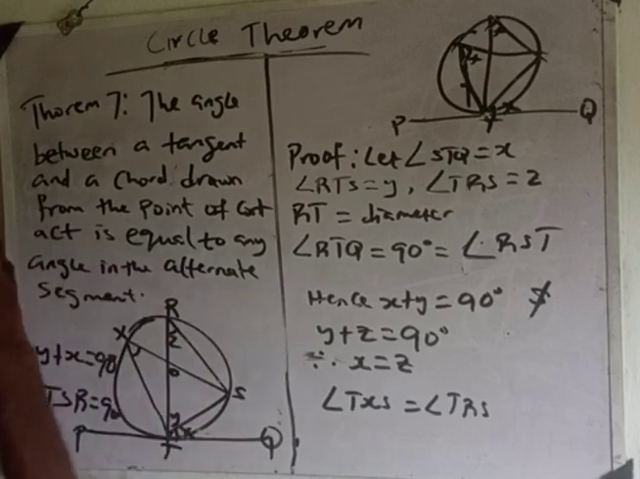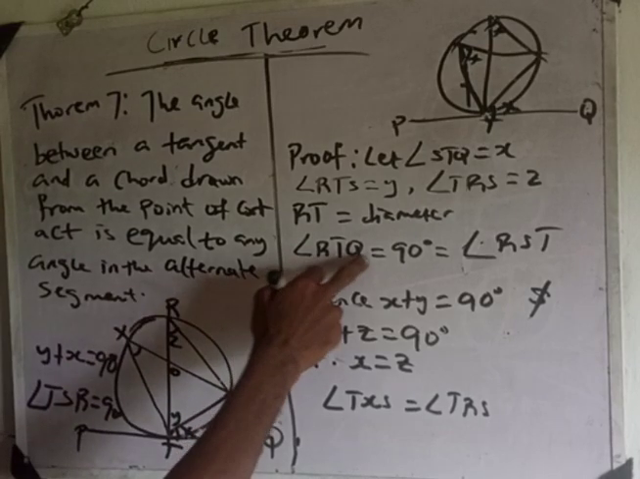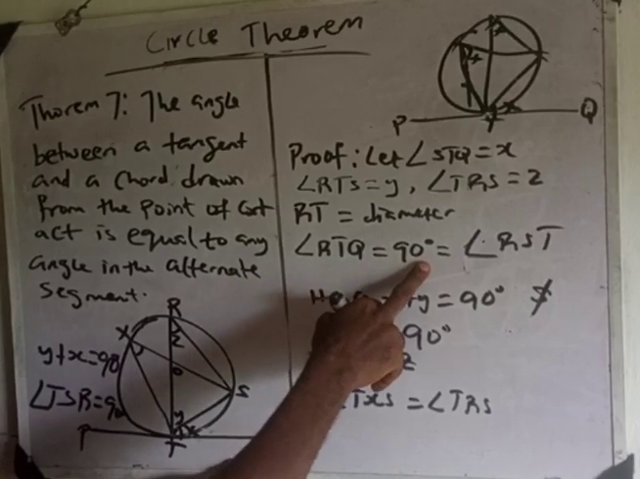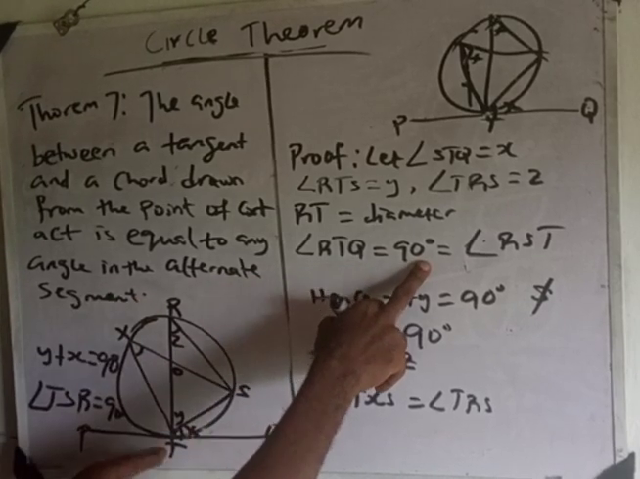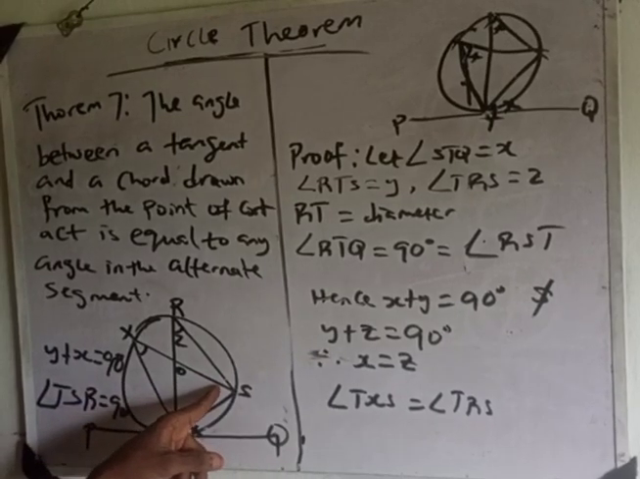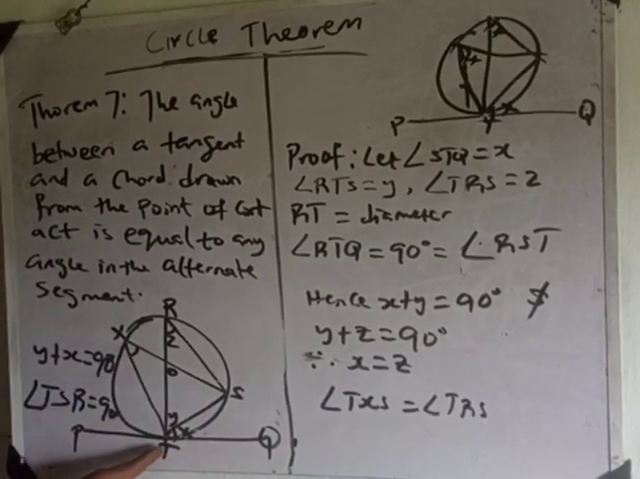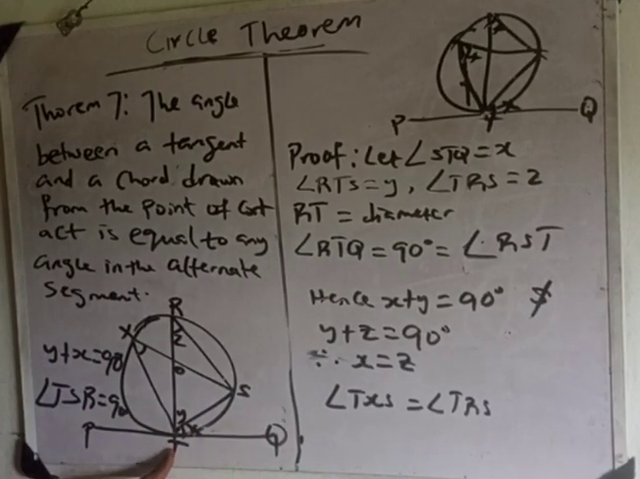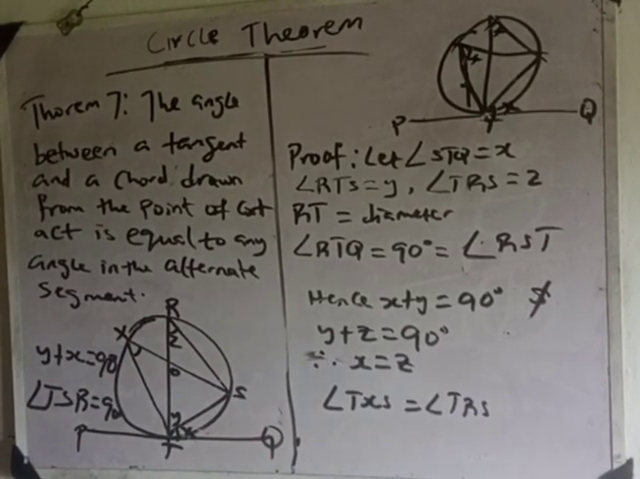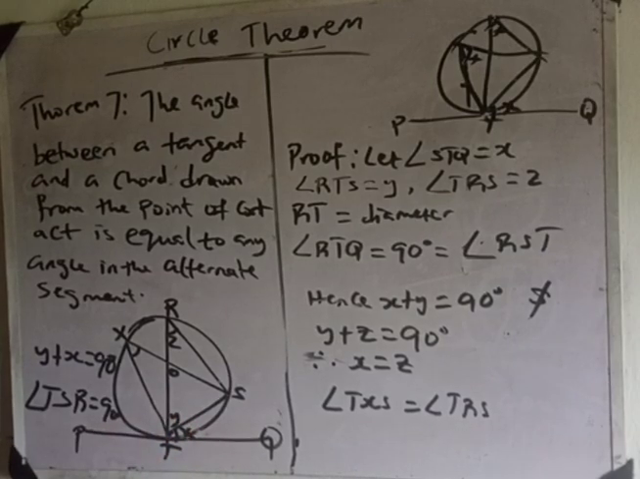And so that's what I'm trying to establish here, that RTQ will give us 90, and RST will also give us 90 degrees. This is from our third theorem. This is from our fifth theorem. Is that okay? If we know these two things, what it implies is that this s plus y will give us 90 degrees.